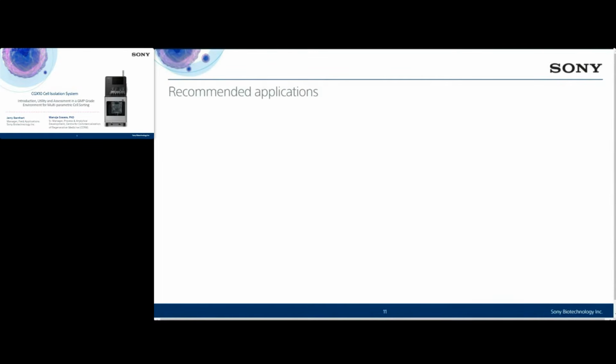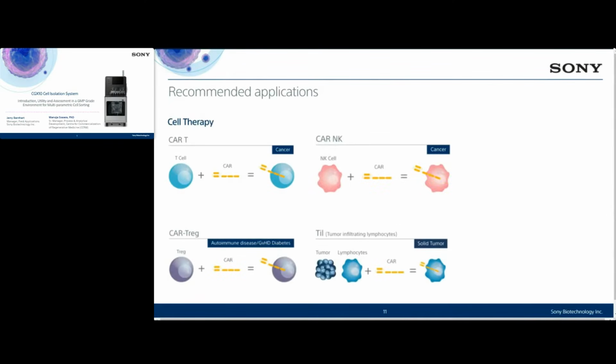We gave you the example of utilization of the CGX10 in CAR-T workflows, but the instrument is very versatile and can be used for a number of other applications, such as CAR-NK, CAR-Tregs, tumor-infiltrating lymphocytes, and gene therapy workflows such as cells edited with CRISPR-Cas9 technology. I would now like to show you a short video about the CGX10.